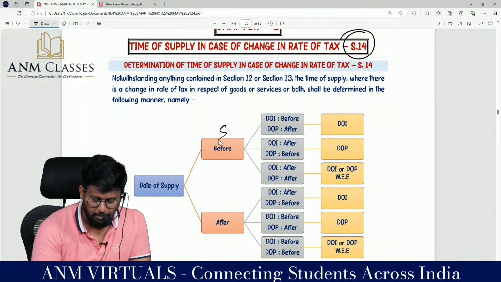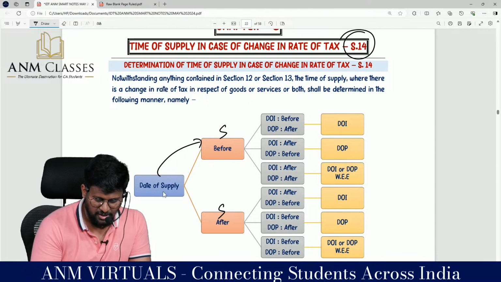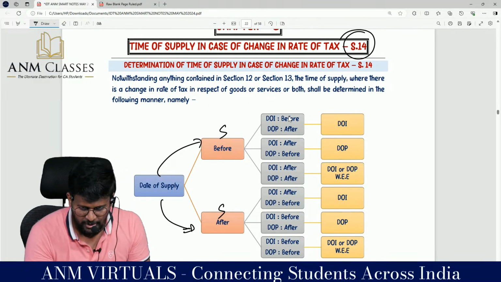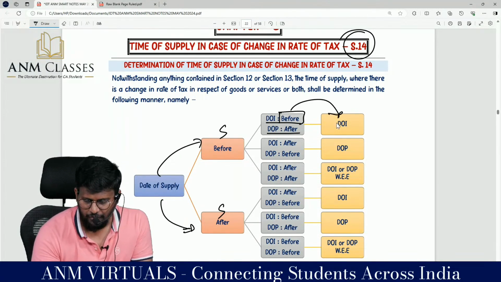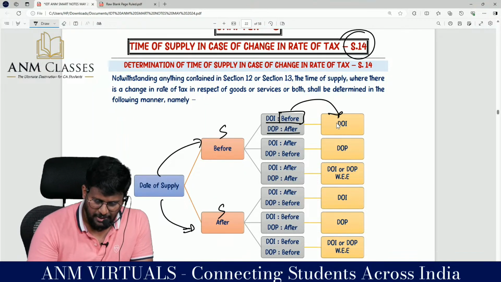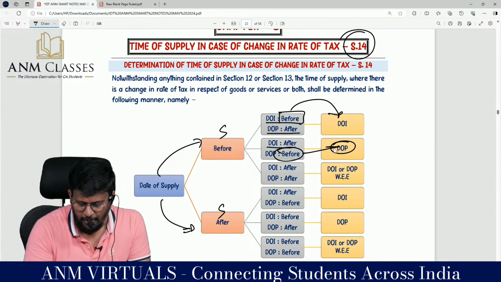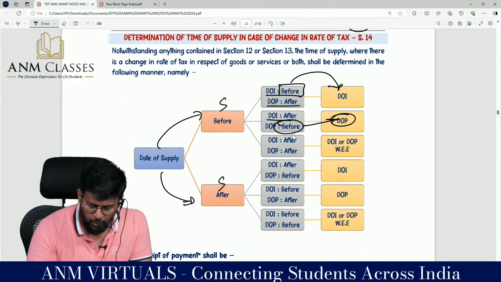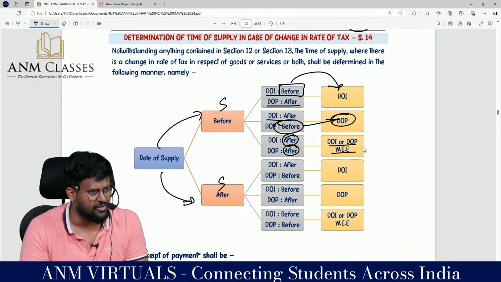Sir, we are having the scenario of change in rate. Change is before and change is after. Change is before, date of invoice is before, date of payment is after. Majority is before, so date of invoice is the time of supply. Date of invoice is before, date of payment is before, majority falls in date of payment. Date of invoice is after, date of payment is after. Correct? Date of invoice or date of payment, whichever is earlier.